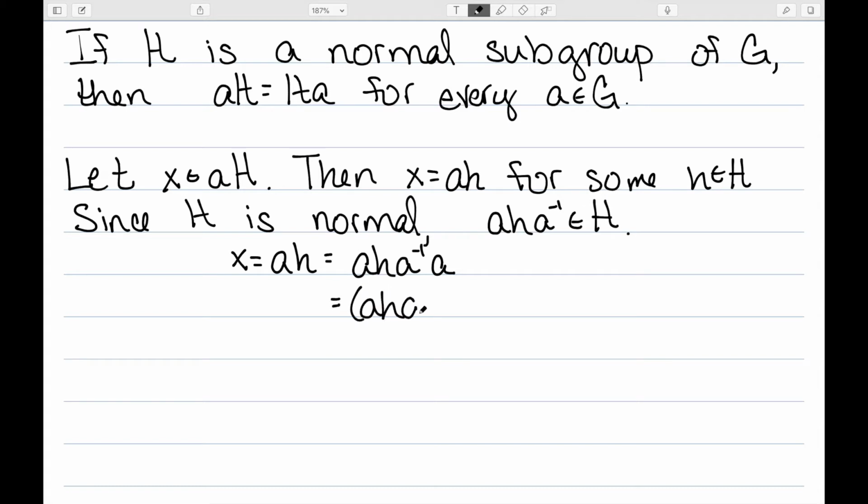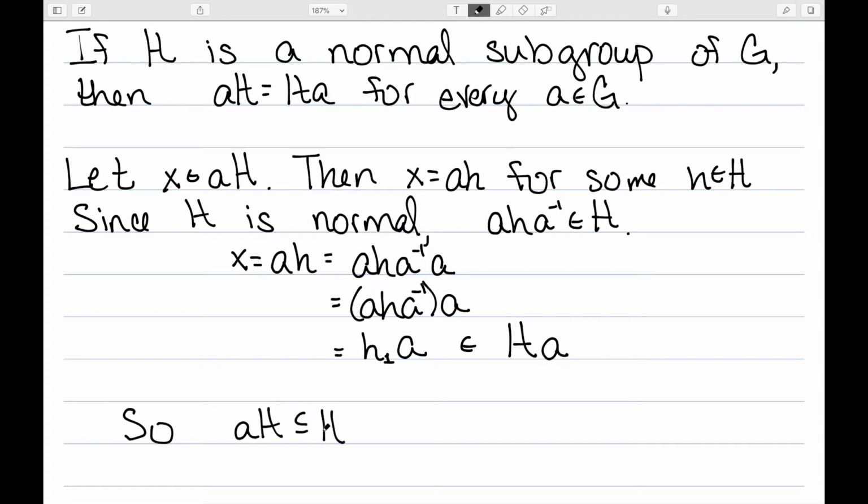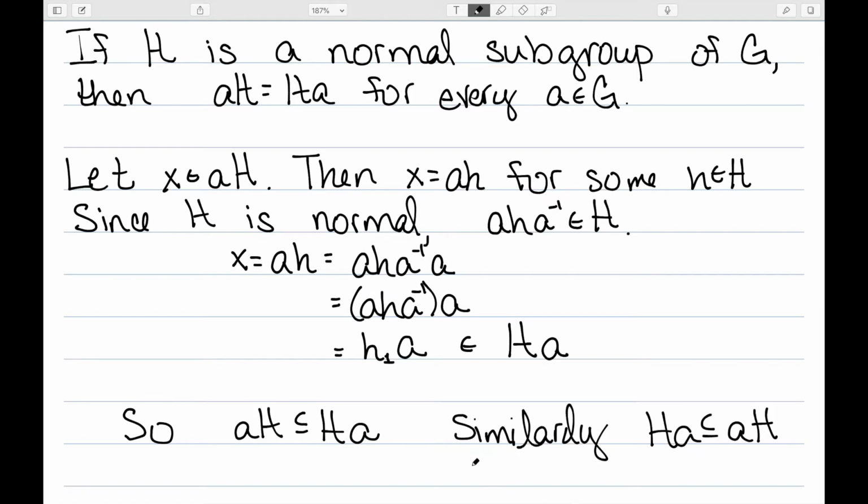So this is regrouping. We know that aha inverse is an element of H because we just noticed that it was closed under conjugates. So this is of the form h1 a, which must be in the right coset Ha. So what we've shown now is that aH must be a subset of Ha, provided H is a normal subgroup. And similarly, we can get the other way. We could get Ha as a subset of aH, which would then show that they are equal.